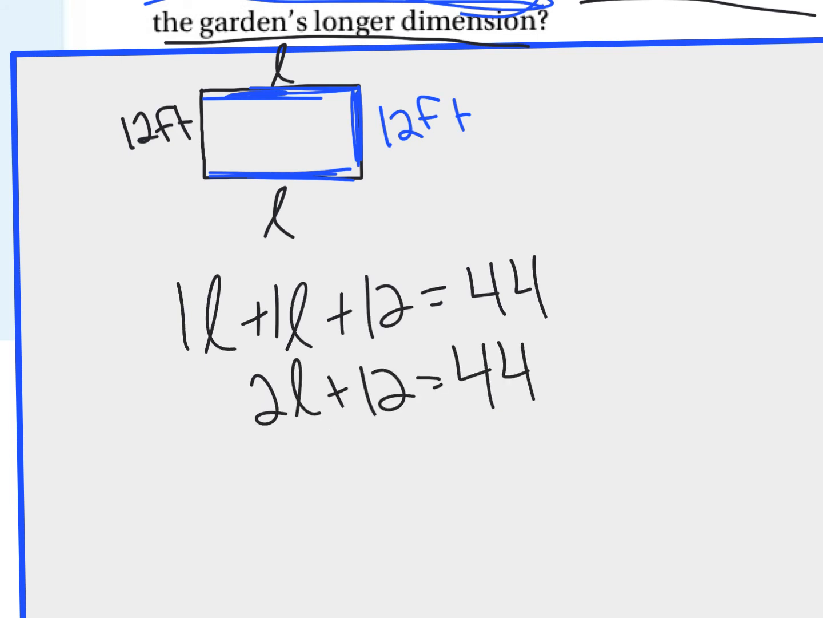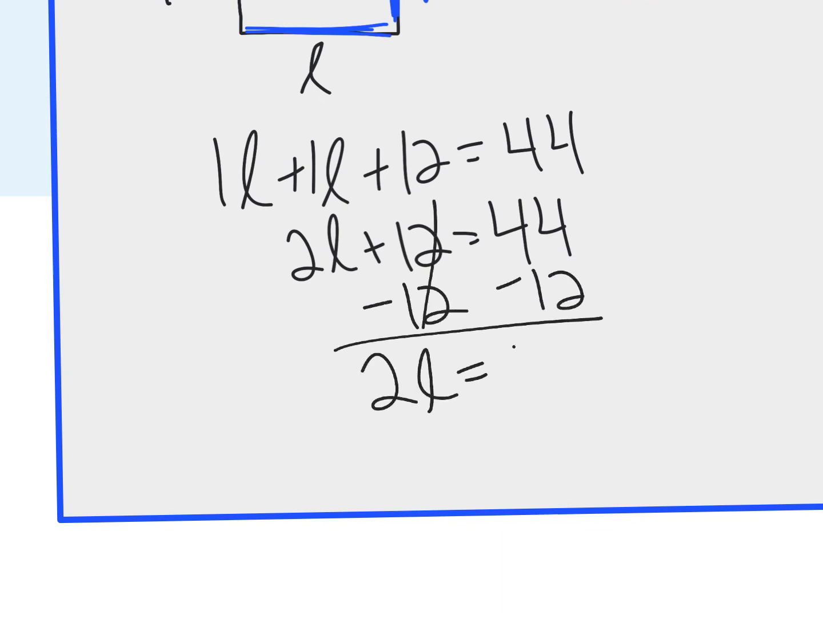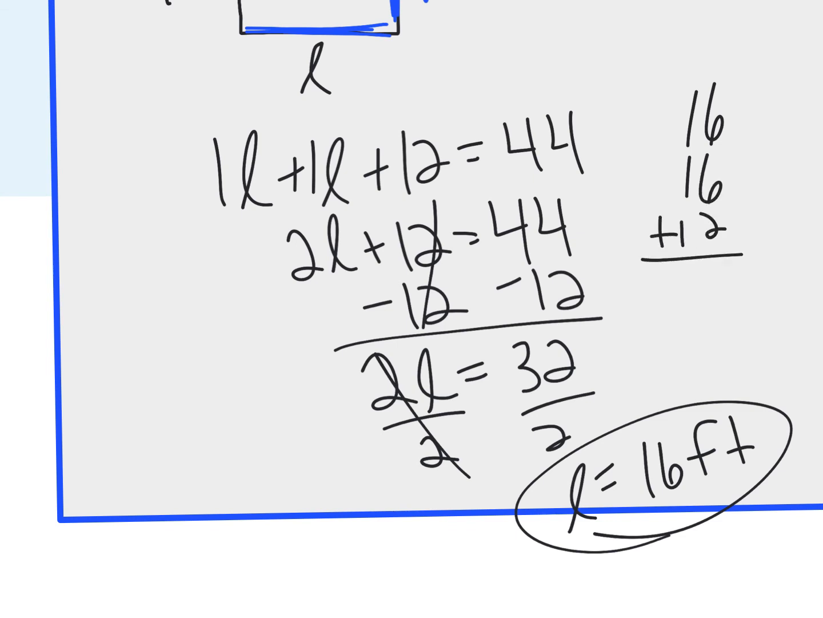So we can combine the L's. L plus L is 2L. They're adding, so we can subtract 12. And then they're multiplying, we can divide by 2. So L is 16, so that would be 16 feet. And we can verify we got 16, 16, and 12. Adds up to 44 feet, so we should be in good shape there. Plus the 12 feet that was already there to begin with.